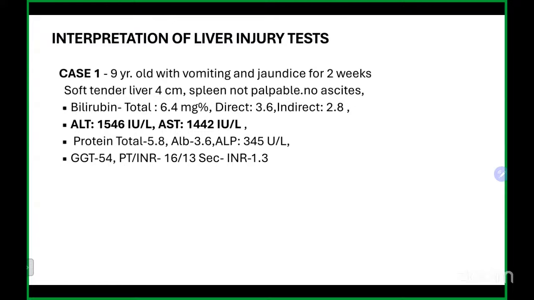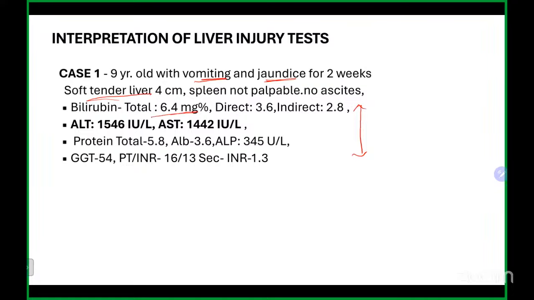So if a 9-year-old child comes with vomiting and jaundice for 2 weeks and there is a soft, tender liver, 4 centimeters big, spleen is not palpable, there is no ascites, but definitely a tender, soft liver with vomiting and jaundice, the first probable differential diagnosis that we'll have is, anybody wants to answer? Okay, so probably with the clinical history of vomiting, jaundice, and your soft tender liver, the first differential diagnosis would be a hepatitis, correct?